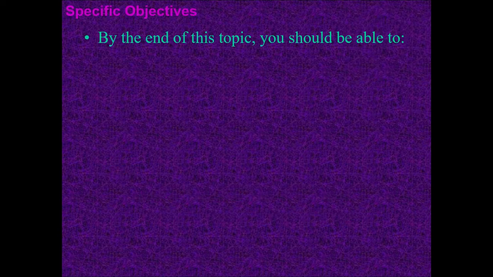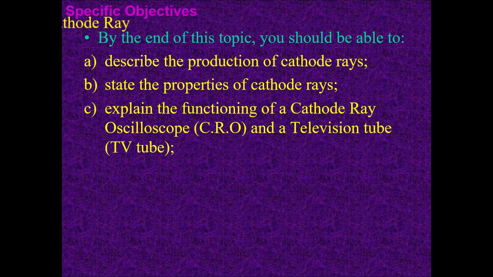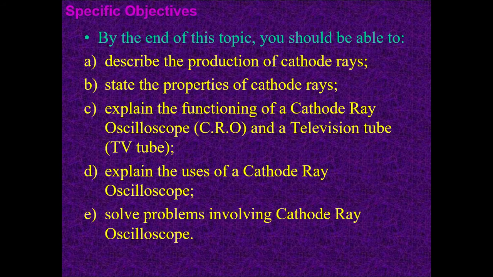Now, basically, there are specific objectives which we should be able to achieve by the end of this topic. By the end of this topic, you as the learner should be able to, one, describe the production of cathode rays, state the properties of cathode rays, explain the functioning of a cathode ray oscilloscope, that's a CRO, and a television tube, or simply a TV tube. You should also be able to explain the uses of a cathode ray oscilloscope, and finally solve problems involving a cathode ray oscilloscope, that's a CRO.